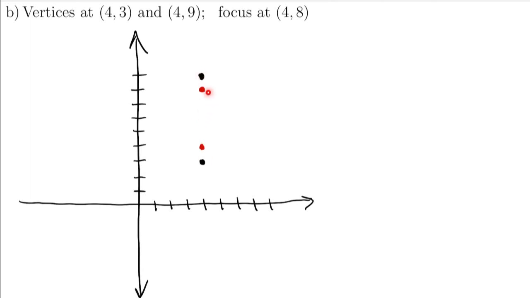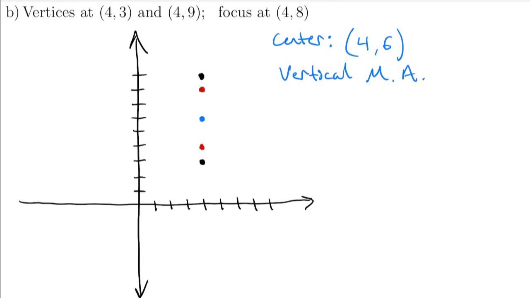And similarly, our center is always halfway between the two vertices, right? Because the distance from the center to this vertex is the same as the distance from the center to this vertex. So halfway between the two vertices, well, let's see, the total distance between the two vertices is 6, so halfway between would be a distance of 3 from either one, right? So halfway between right there, which gives us the point, our center is the point 4, 6. What else can we notice? We have a vertical major axis. So both of these things will come into play when we're writing out our equation. We'll use both of these pieces of information.